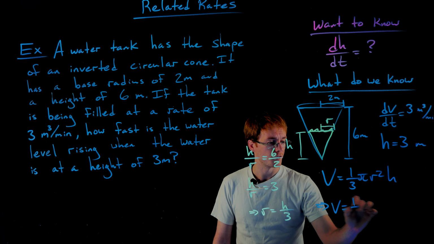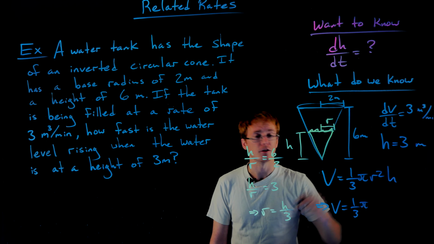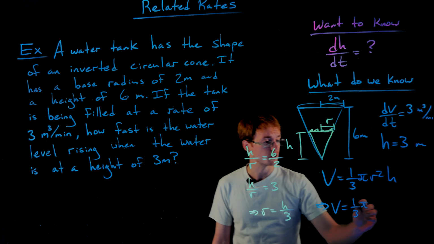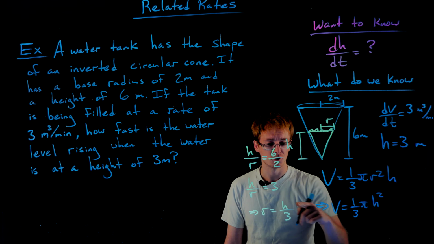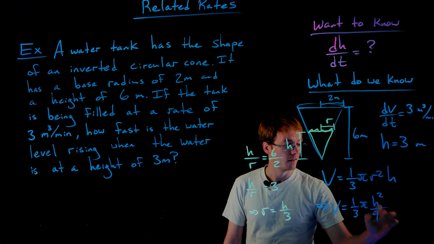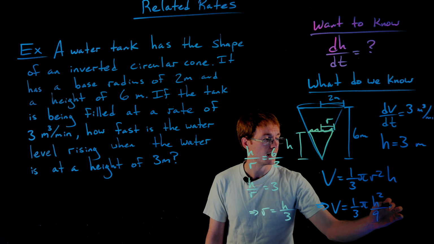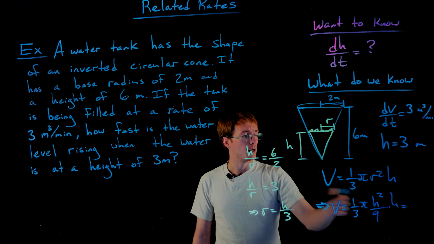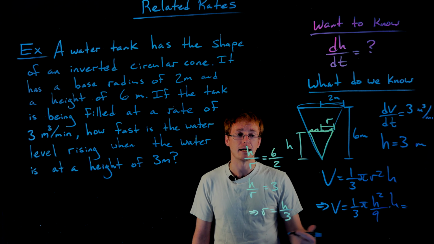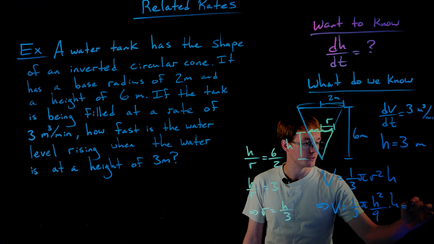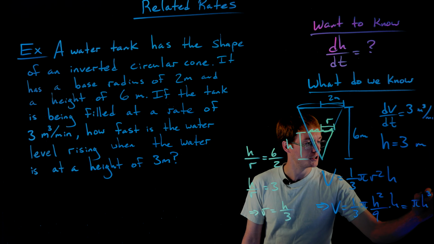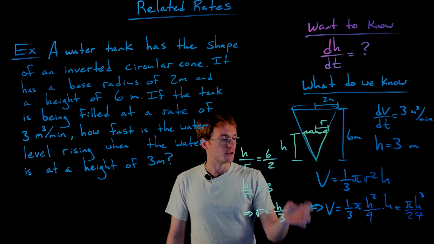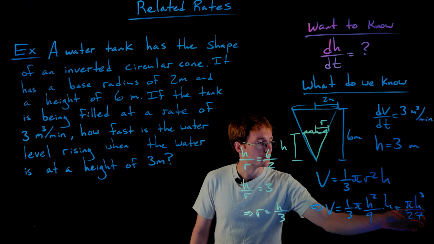So we have 1/3 pi times the radius squared. We're going to replace that or substitute it with (h/3) squared. So we'll have to square the numerator and the denominator. That'll simplify to h²/9. And so now our volume equation is 1/3 pi times h²/9 times h, or we can rewrite that as pi times h³/27. All right, so now we have the volume written in terms of just the height.